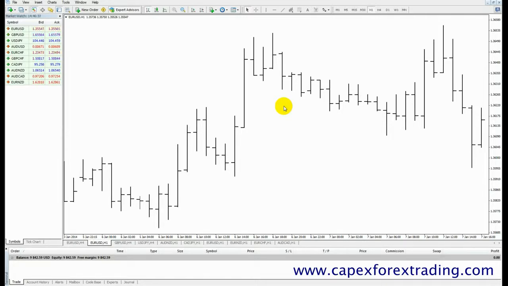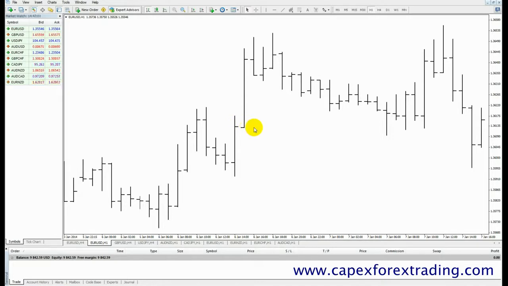So traditionally, traders used to trade using bar charts, which looked like this. And essentially, the way that they used to read them is as follows. We have a vertical line here, which gives us an idea of how high and how low the session went. The top of that line is always the high of the session, and the bottom of that line is always the low of the session.